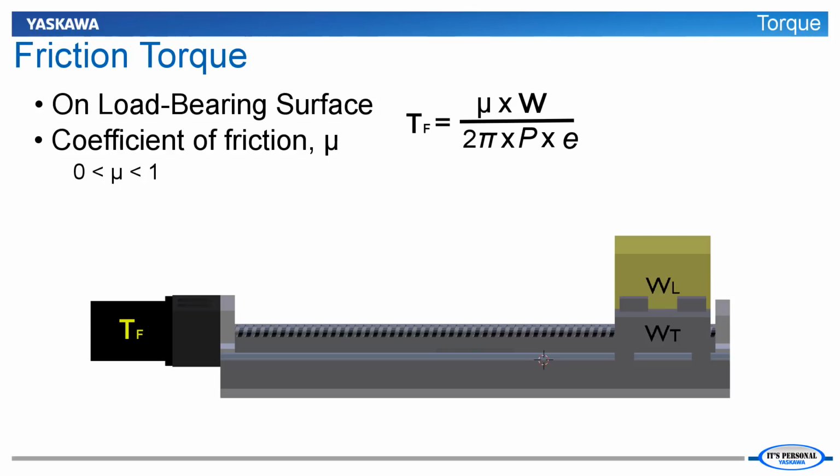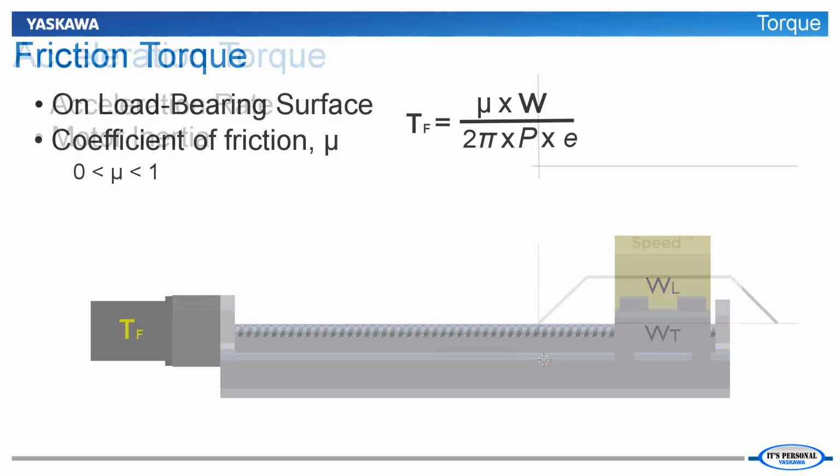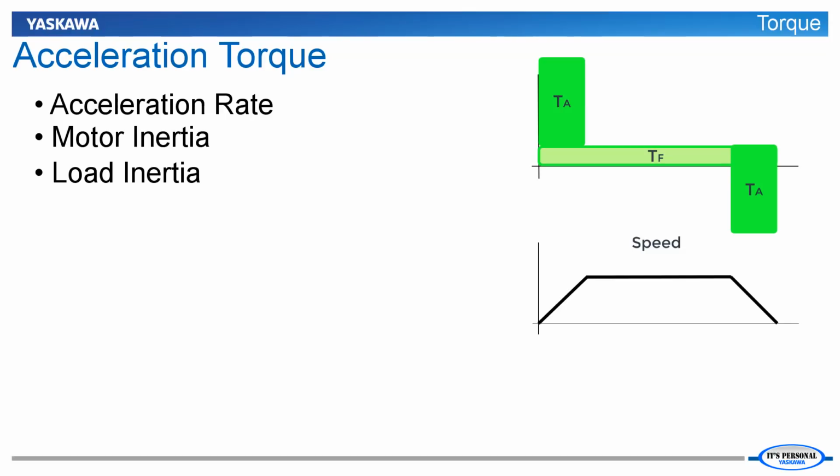The efficiency of the actuator also affects the value of friction torque. We'll discuss efficiency later. The equation for acceleration torque comes from Newton's second law, F equals ma. Translated to the rotational world of servomotors, force becomes torque, mass becomes inertia, and the units of acceleration change as represented by the symbol alpha. The efficiency of the mechanism must also be considered.